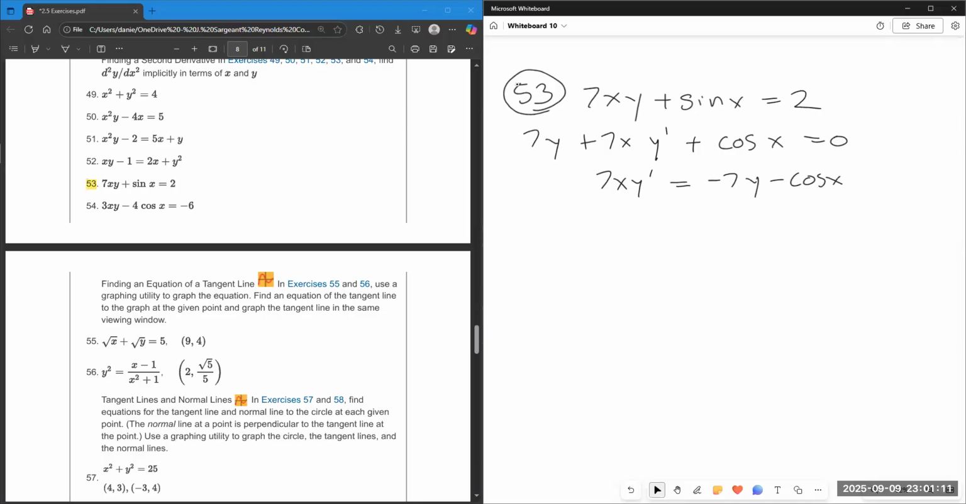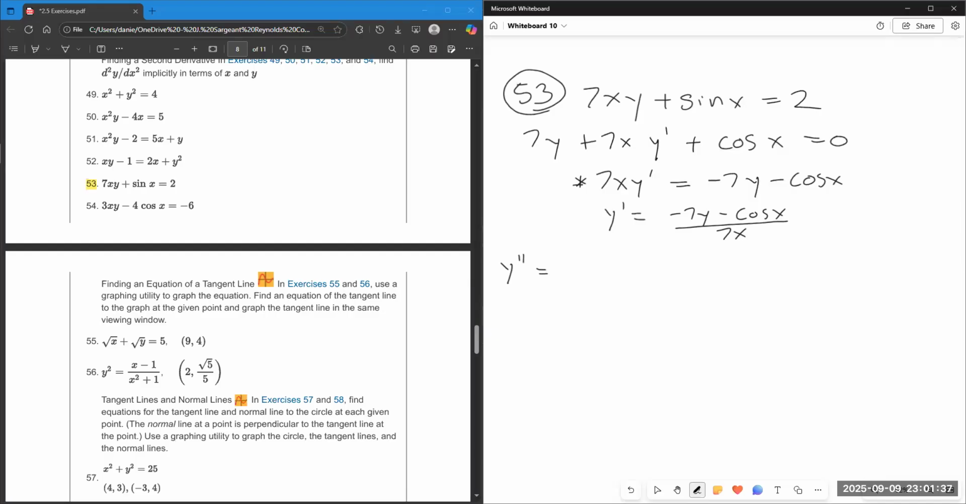For reasons that we will see later, I'm just going to put a star next to this. I'm solving for y prime, but I'm going to end up using the form that I have the star next to later in the problem. So now I want to find the second derivative using the quotient rule here.